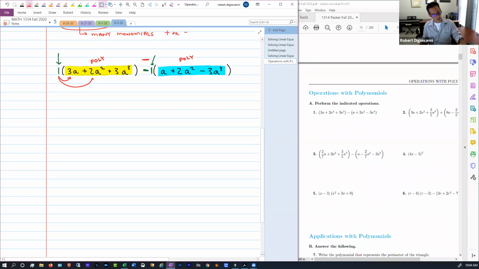So I want to distribute the 1 through. Hopefully we're all comfortable with the idea that when you multiply anything by 1, nothing changes, right? So, Faith, what will I get when I distribute the 1 through the first parenthesis?